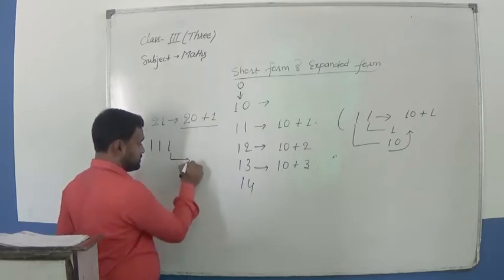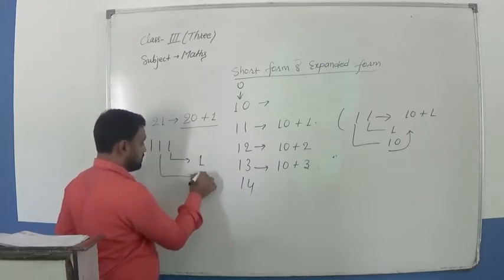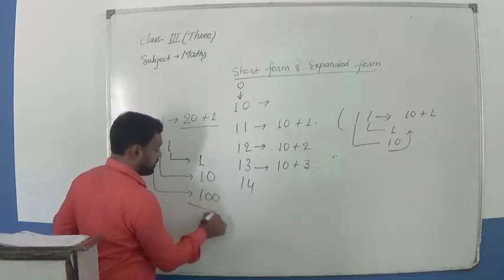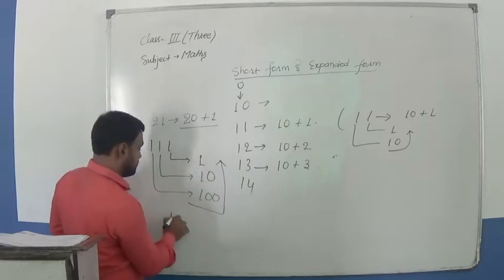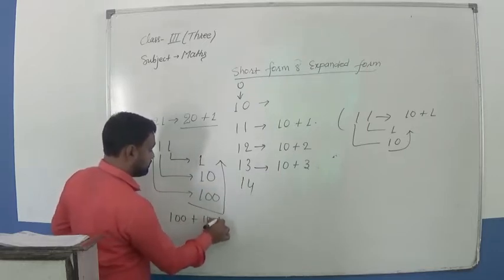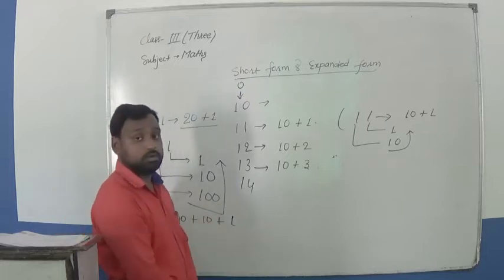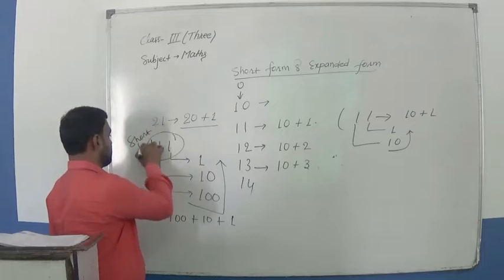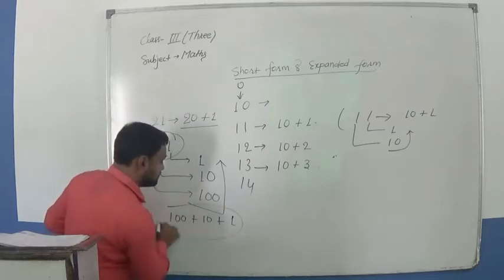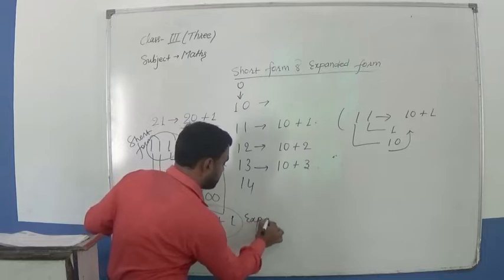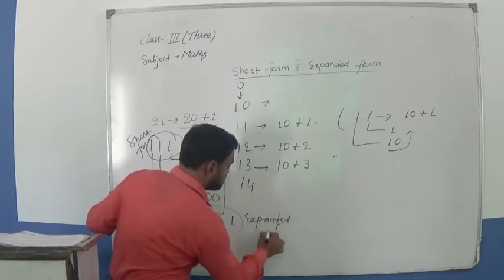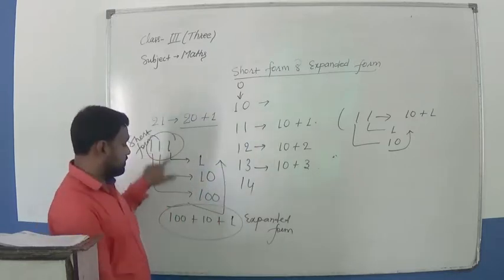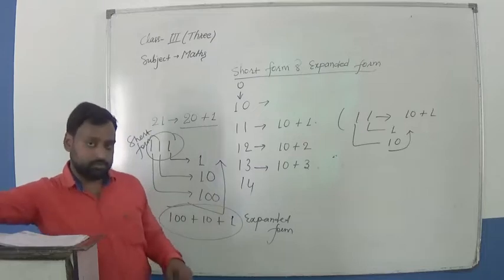Suppose we have 111, which is 1, 1, 0 and I will start writing from here, means 100 plus 10 plus 1. This is the short form and this is the expanded form.